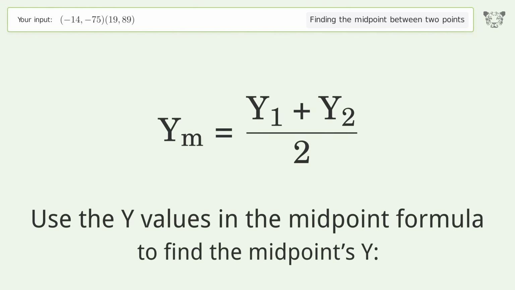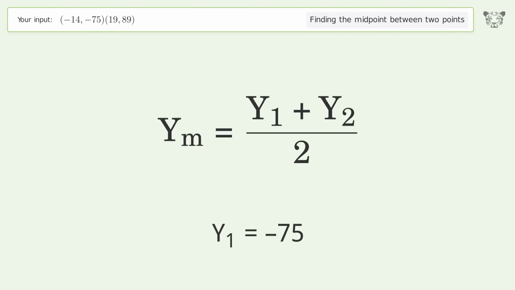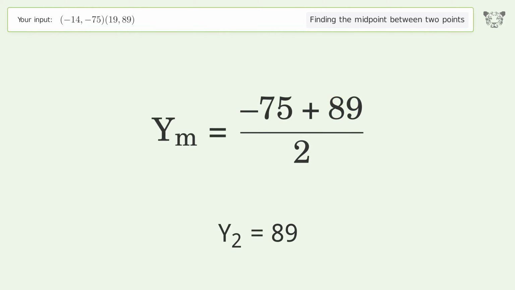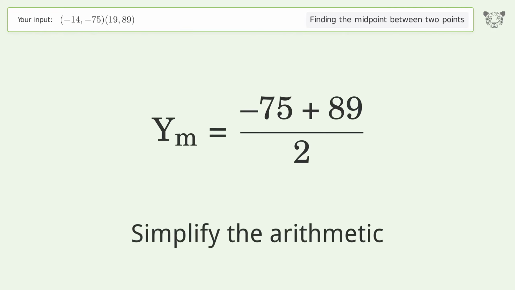Use the y values in the midpoint formula to find the midpoint's y. y1 equals -75. y2 equals 89. Simplify the arithmetic.